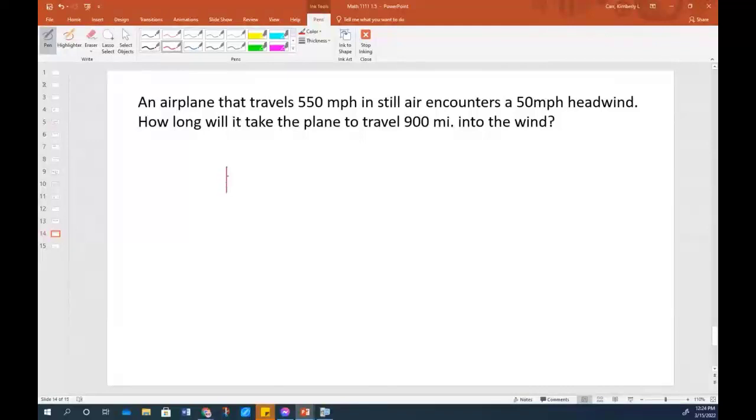Distance is equal to rate times time. Now, how long will it take is the question. So t is going to be my variable. 900 miles is the distance I need to travel, so 900 miles for the distance. My rate would have been 550, except for that headwind is slowing me down. So it's effectively 500.